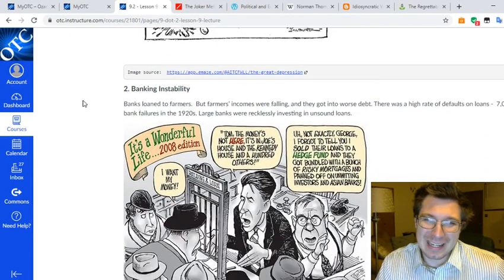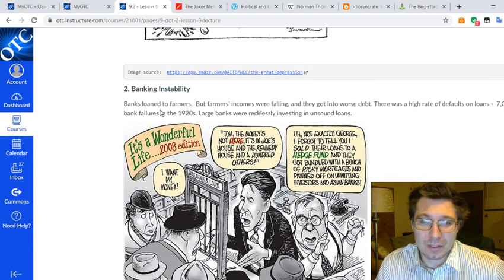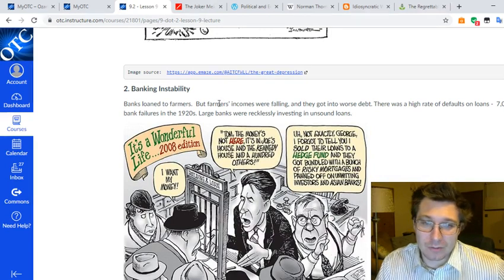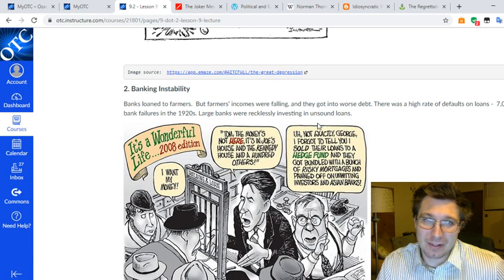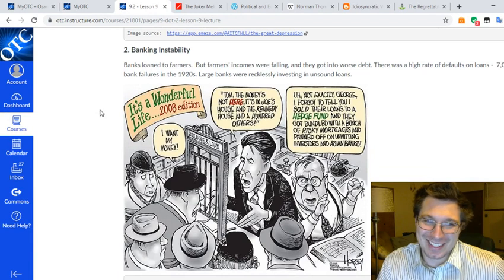Second problem was banking instability. Banks loaned money to farmers, but farmers' incomes were falling and they got into worse debt. There was a high rate of defaults on loans. In fact, 7,000 bank failures occurred in the 1920s. Large banks were also recklessly investing in unsound loans. This is still going on today.